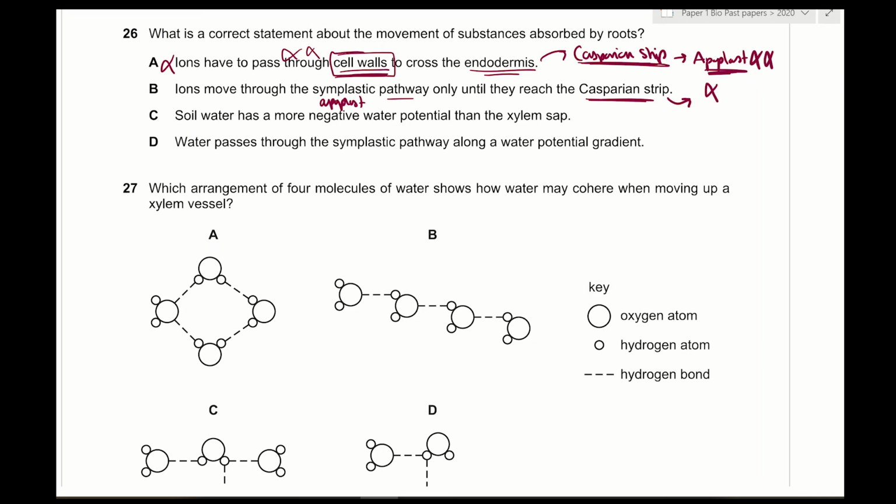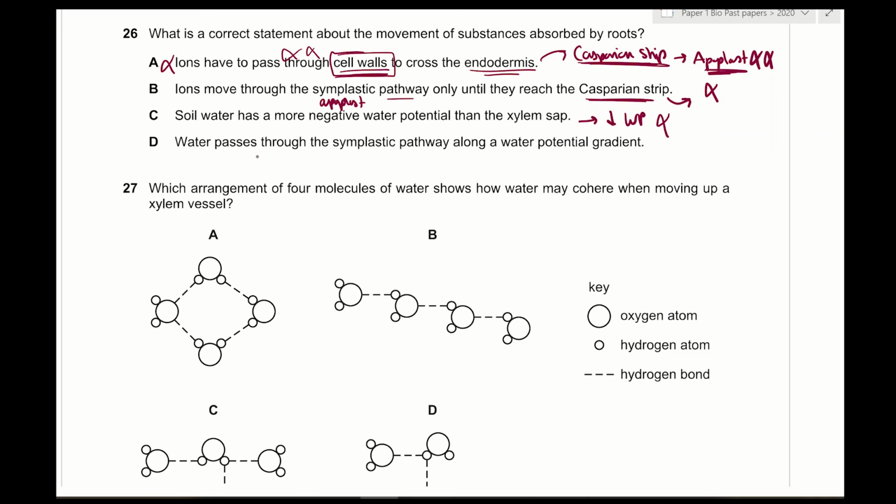C, soil water has a more negative water potential than the xylem sap. Now, more negative water potential basically means a lower water potential. This is not possible because if soil has a lower water potential than the root, then how would water move by osmosis down the water potential gradient into the root? This is not possible. Then the soil water must have a less negative, or higher, water potential to be able to move into the roots. Therefore, this is incorrect.